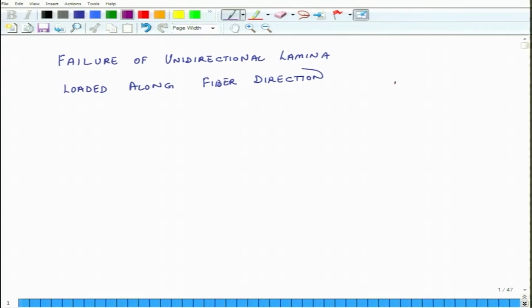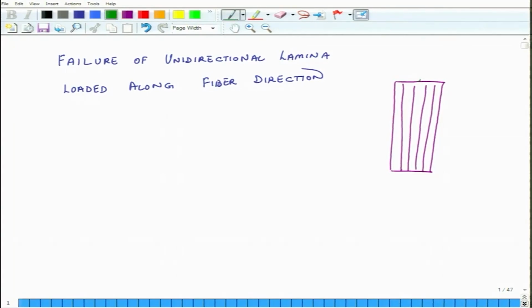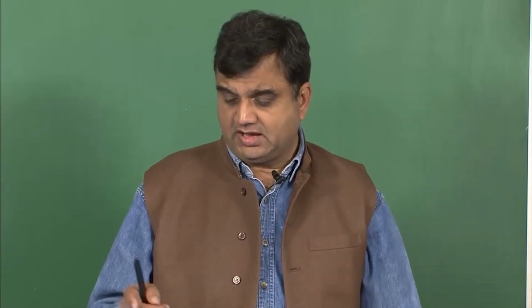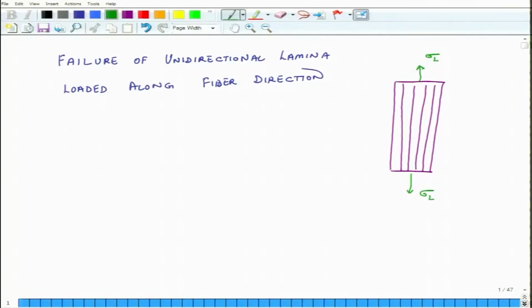What it means is that suppose I have a unidirectional composite and the fibers are aligned along the length of the composite, and suppose I apply an external load sigma L. Why do I call it sigma L? Because it is in the longitudinal direction. We had defined longitudinal, transverse and transverse prime directions in the last week. So, I am applying the external load in the direction of the fibers, and because of that load the stress in the composite is sigma L.